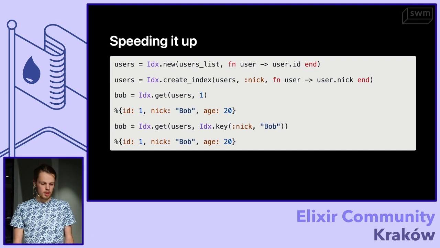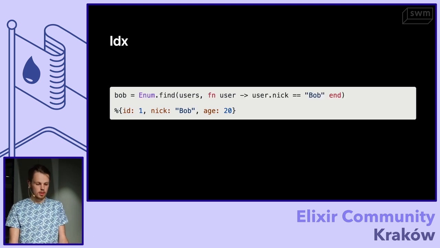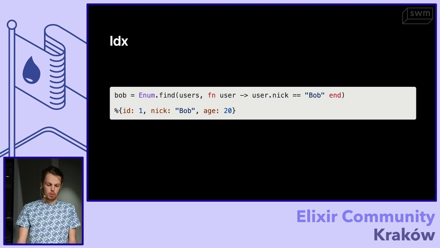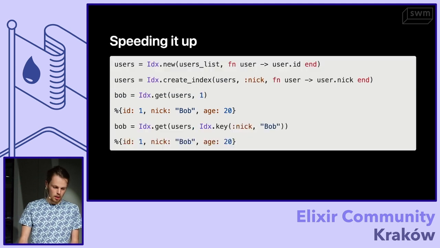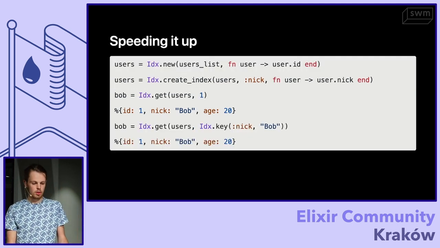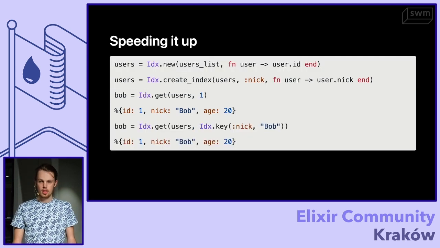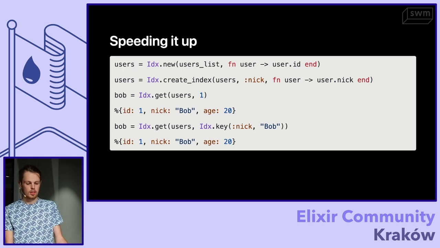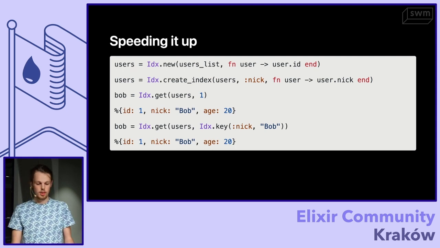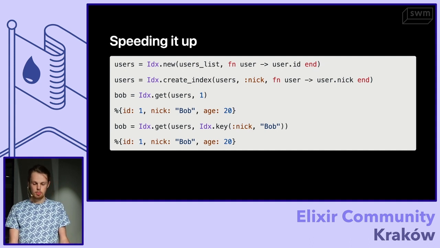What about speeding that up? This still takes linear time. We want to access Bob, hopefully, in constant time. So let's see what we can do. IDX provides a functionality called indices and a function called create_index. So we can create an index on users. We can call it by_nick and pass a function as we did in IDX.new. In this case, the function will return the nick, because we want to index by nick.